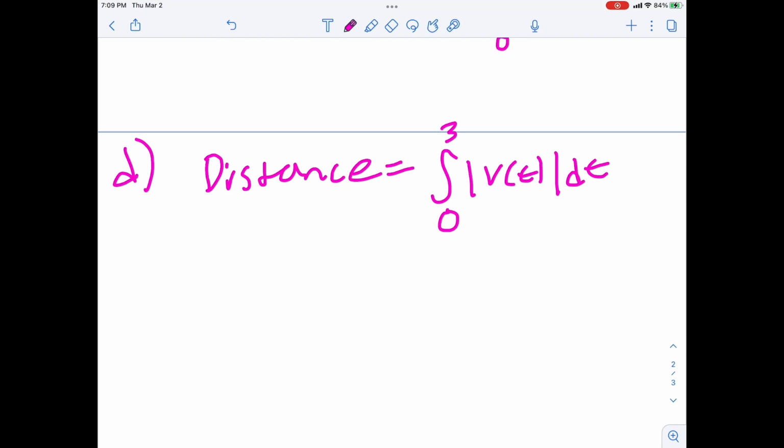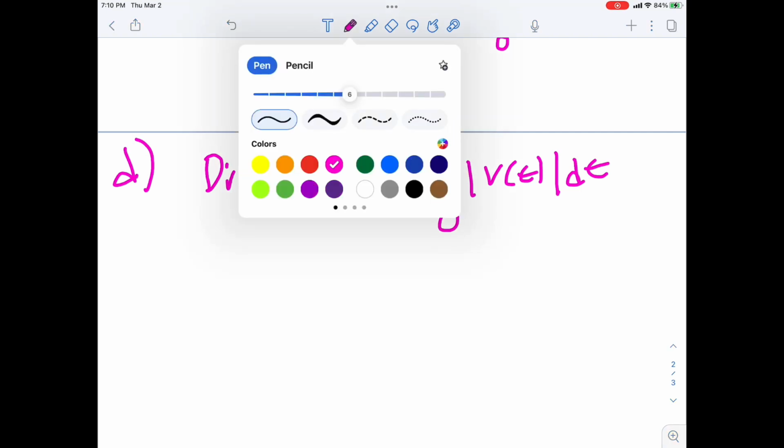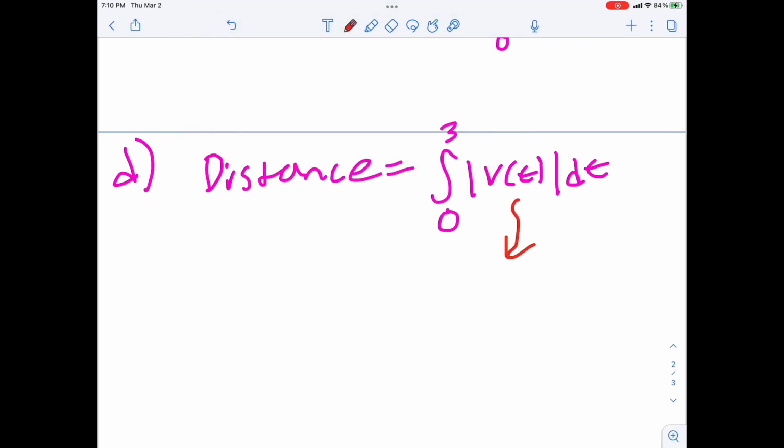And when you think about it, the integral of velocity is position, but the integral of speed, which is the absolute value of velocity, I'll just write that here, this is speed, is distance. And so when you do this integral, you should get 5.301.